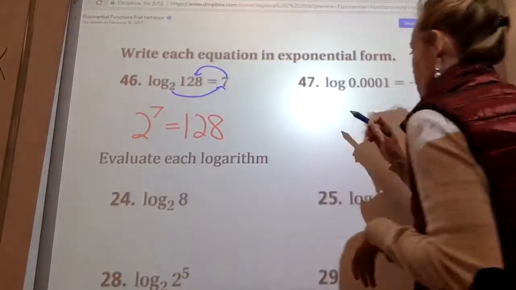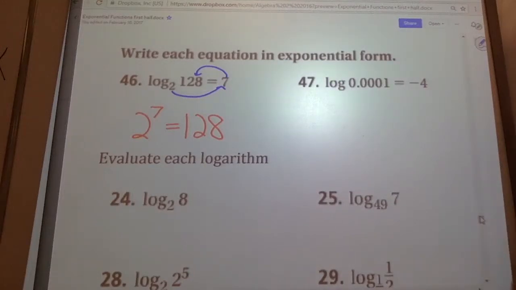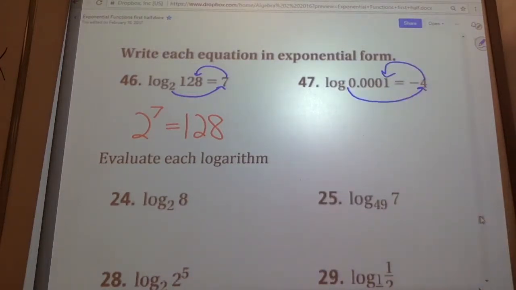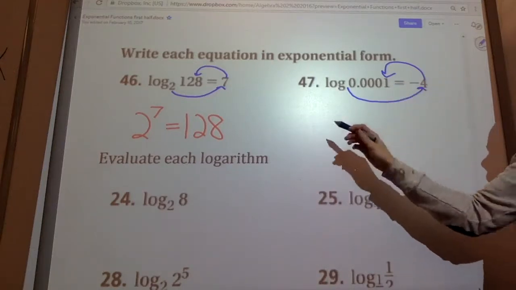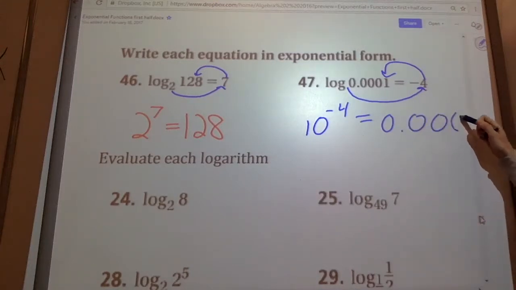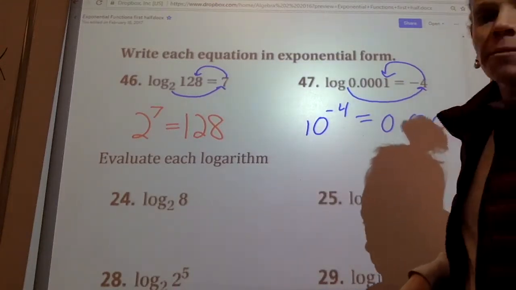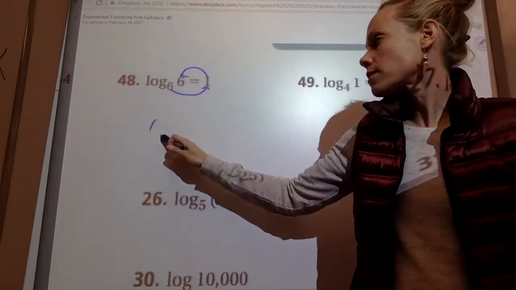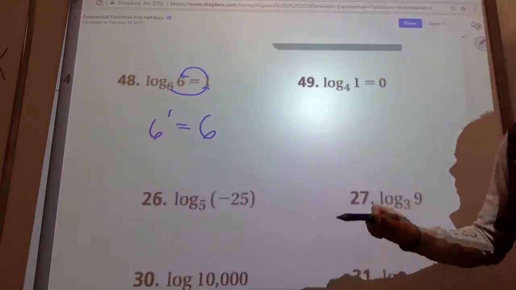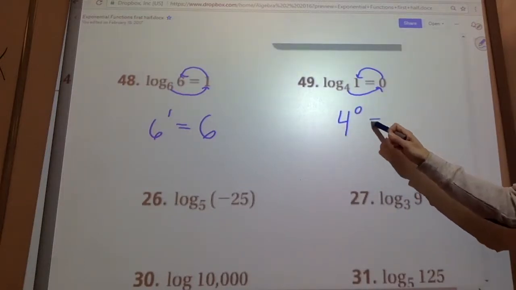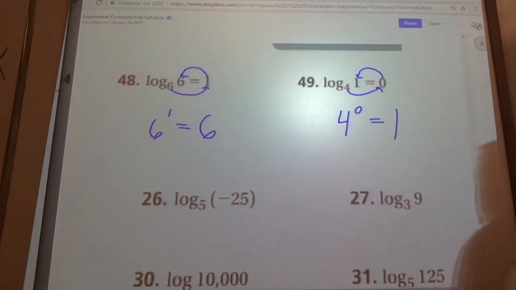Okay. So like this one, what's the base for this log? There is no base, so it's 10. So I can say 10 to the -4 equals 1/10,000ths, right? This one, I can say, what, 6 to the 1st power is 6. This one I can say 4 to the 0 power is 1. Right? And those should be true.